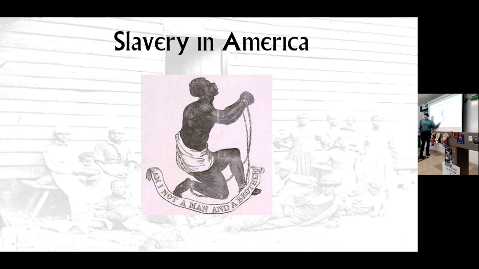Am I not a man and a brother? And the problem with this is it shows one of the contradictions within the abolitionist movement. Yes, they wanted to end slavery, but this shows it pretty clearly. It didn't necessarily mean they wanted equality for everybody. You notice, it's not him standing up. He's praying to somebody to free them, a.k.a. somebody with power.